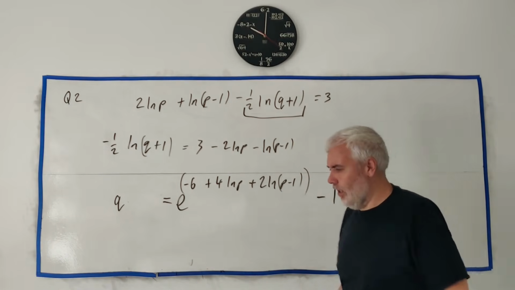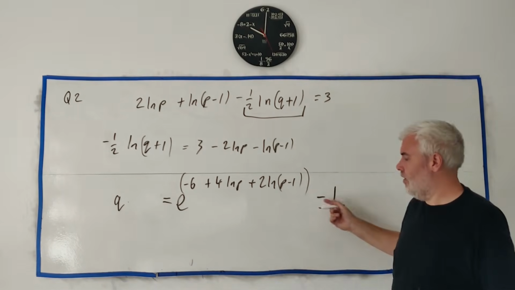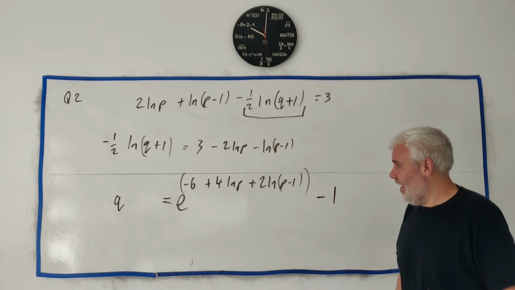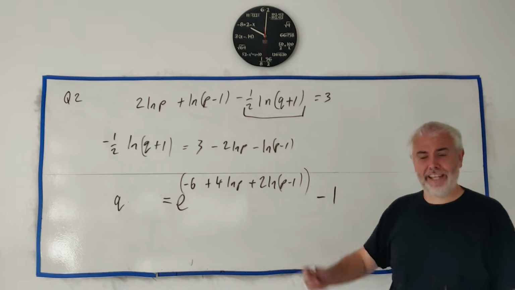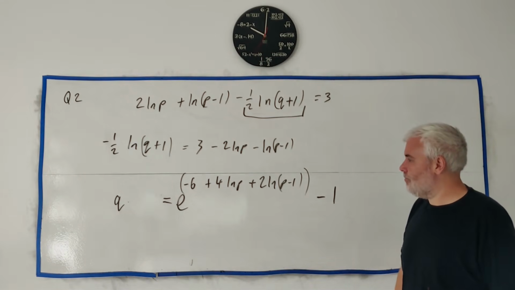It's full marks. They asked for q in terms of p. That's what we have here. But we can definitely get it a bit neater than this. And I wouldn't be at all surprised if they take away half a mark or even a whole mark for leaving your answer like this.